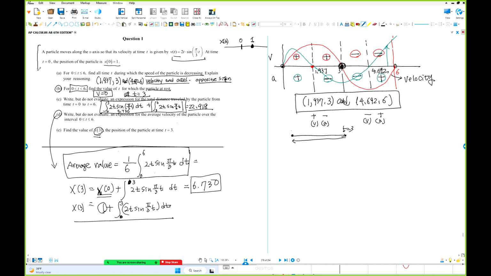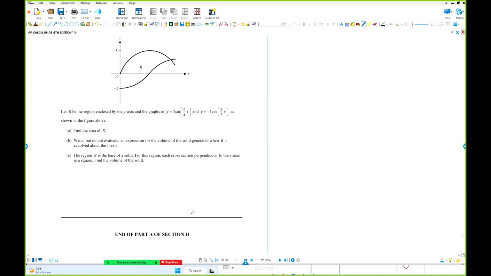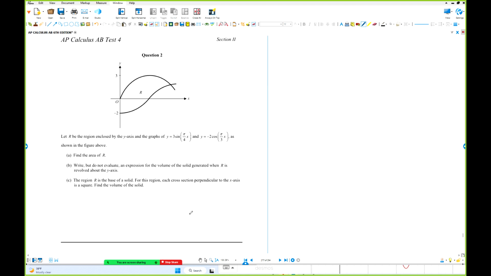Okay, this is a very popular AB question. But they're not going to give many questions, maybe around 3 questions, A, B, C, something like that, okay? All right, this is question number 2.